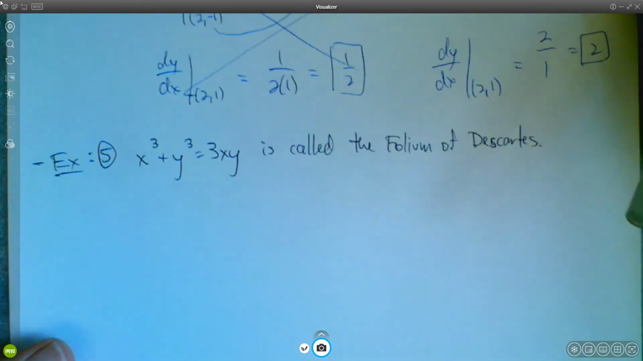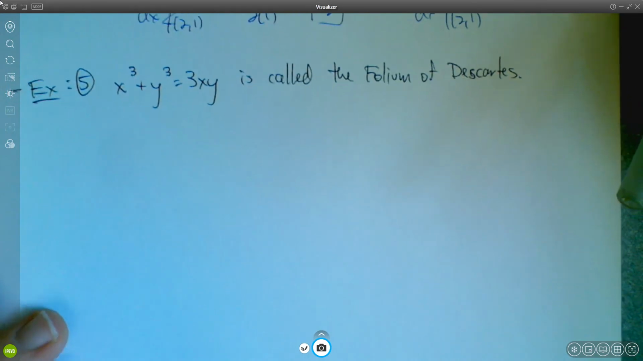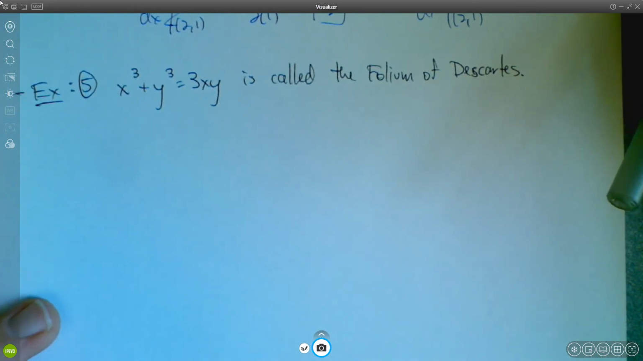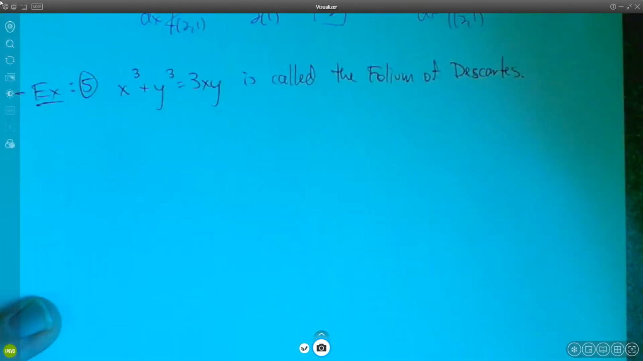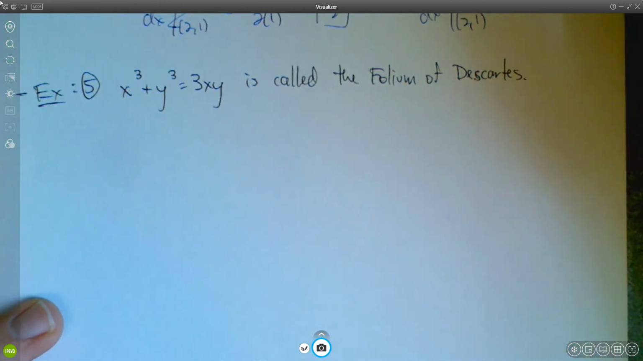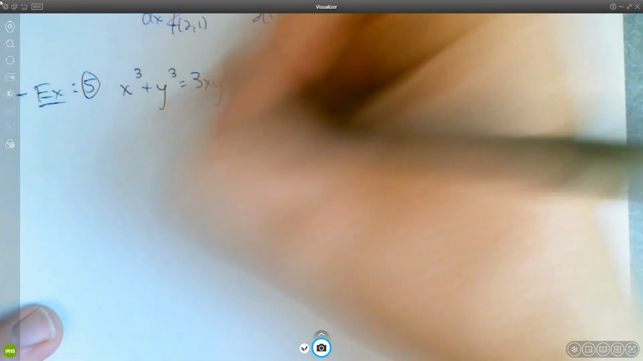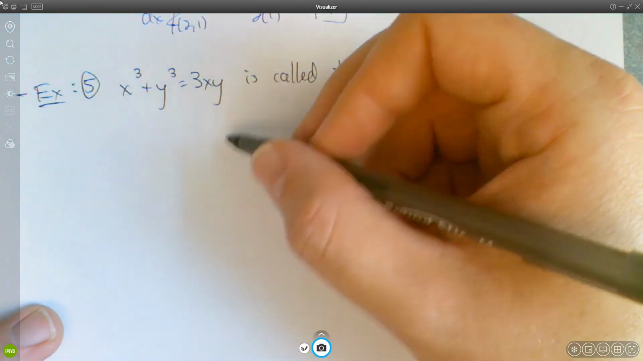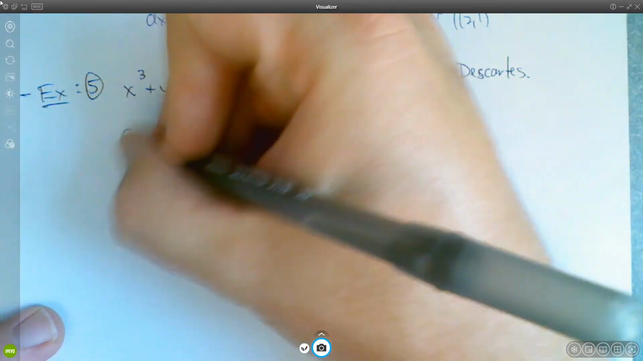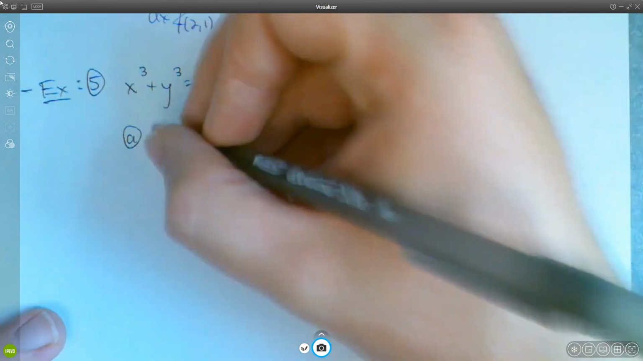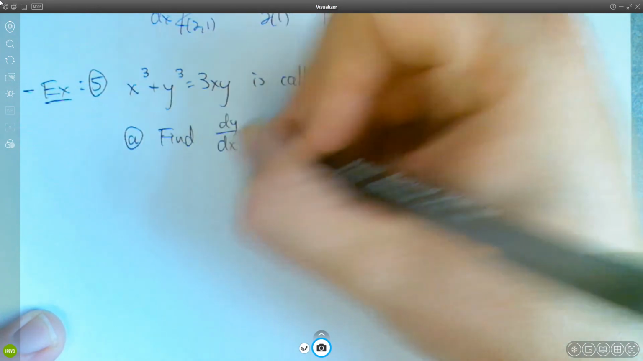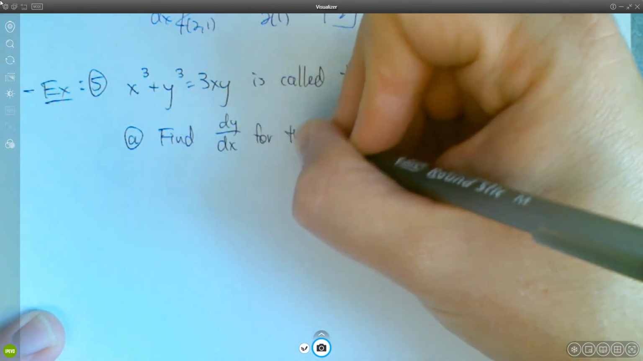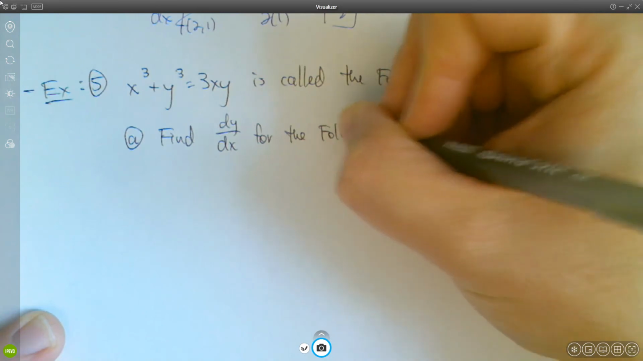René Descartes was a famous mathematician, philosopher guy. Anyway, you can graph these things in Desmos. It might be interesting for you to do that. It's kind of a cool looking curve. It's got like a little twist in the middle of it, which is kind of fun. But anyway, let's find dy/dx for the Folium of Descartes.